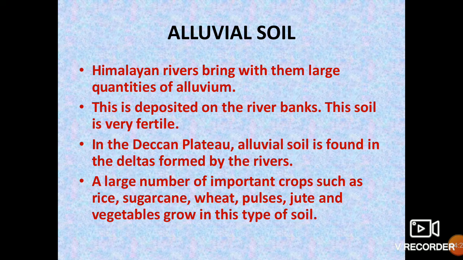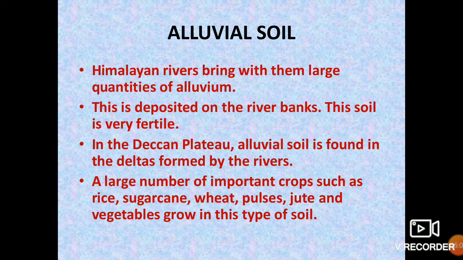What is the meaning of alluvium? Alluvium means fine sand and silt deposited by the rivers. This we have done in chapter 3 also. This is deposited on the river banks and the soil is very fertile. Alluvial soil is very fertile.